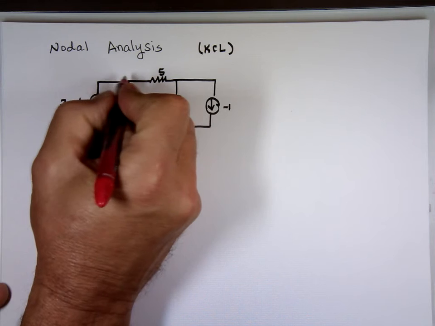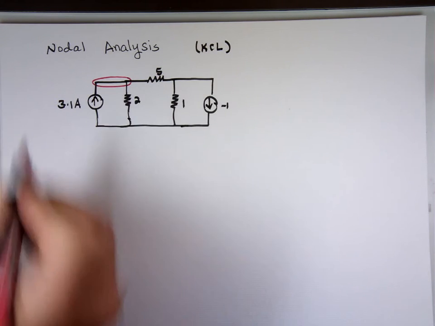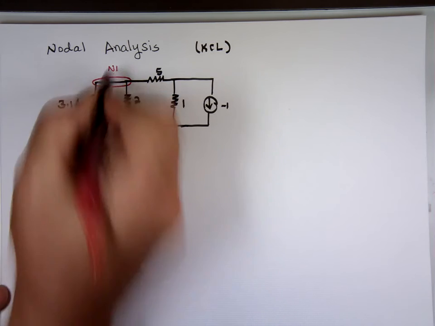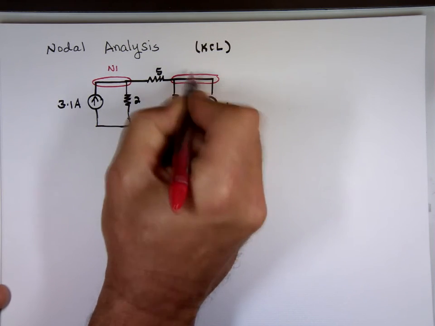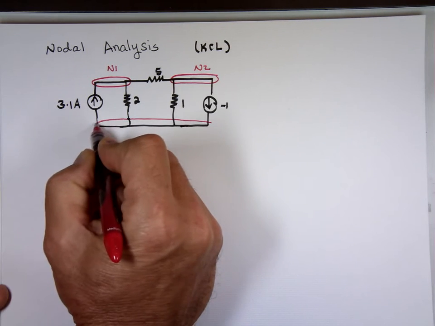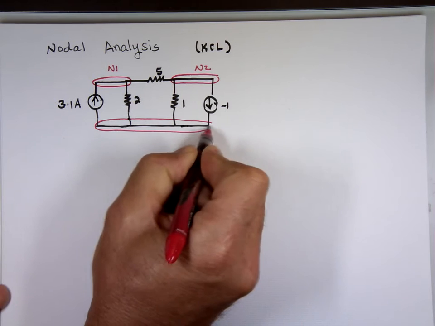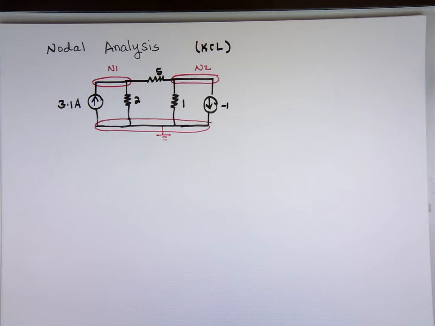Here's one node. I'll call it node 1, N1. And here's another node, node 2. And the bottom one is the ground. I'm going to ignore that. So the ground, we don't have to worry about it. That's really your ground here. So we have node 1, node 2.